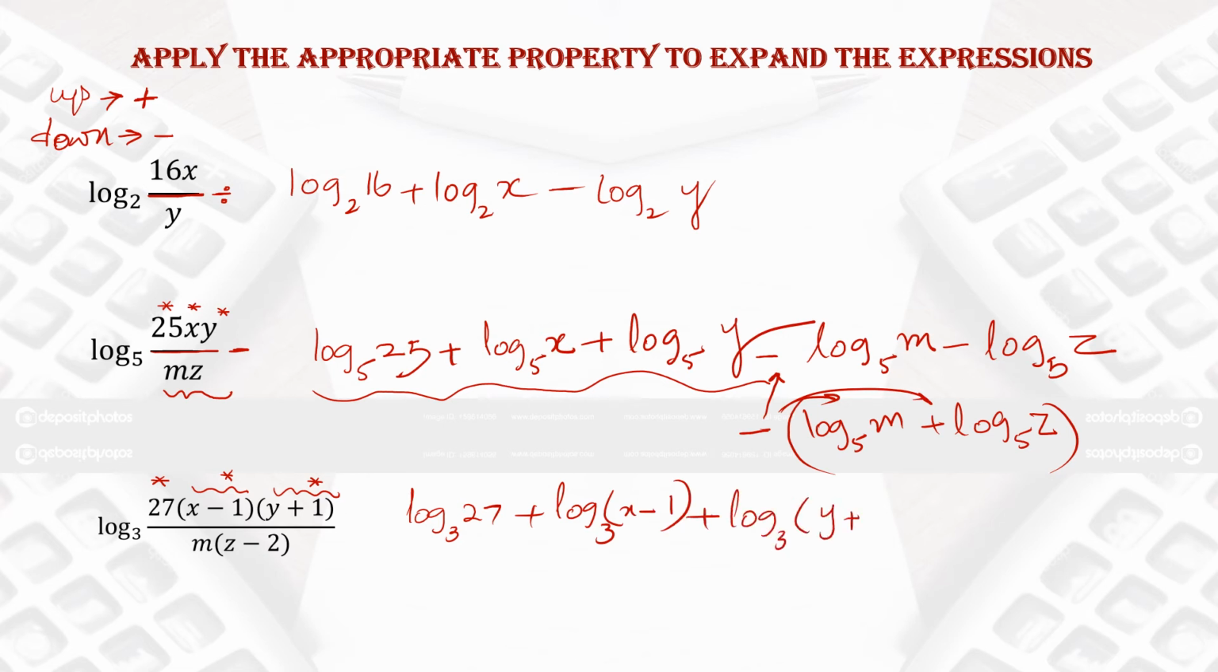That's it. Now what do you have? m is another expression, 1 and z minus 2 is another expression, and all are in the denominator, so separate them with the minus. So you have to write minus log base 3 of m. z minus 2 is also in the denominator, write log base 3 of z minus 2, and that's all.